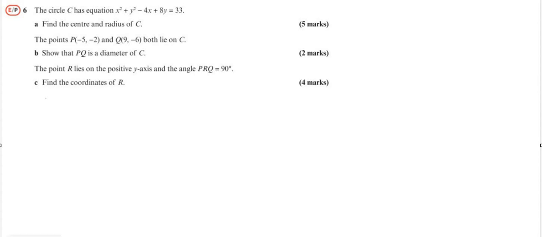Right, so this is a circle equation question. It gives us a circle C with this equation and asks us to find the center and radius of C. So we need to rearrange this into our normal form of x squared plus y squared equals r squared.